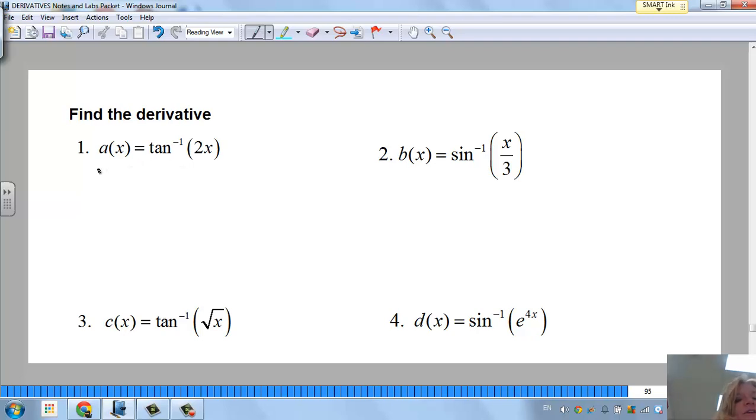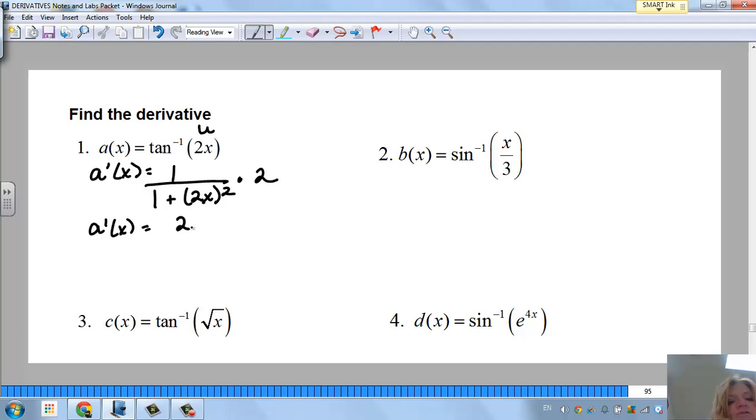So here's arctan. This is one of my favorites. So a prime of x, and arctan is, and this is u, is going to be 1 over 1 plus u squared. See how that works? Times the derivative of u, which is times 2. And this ends up being a prime of x is going to be 2 over 1 plus 4x squared. And please remember that you're squaring the 2 and the x.